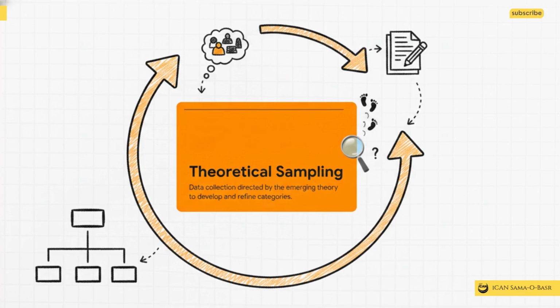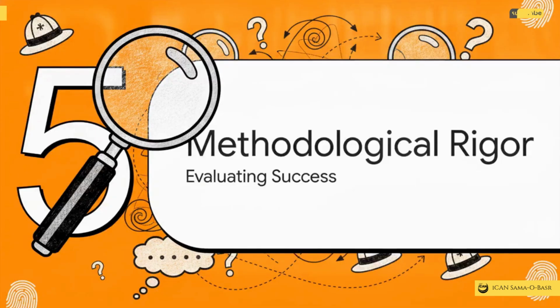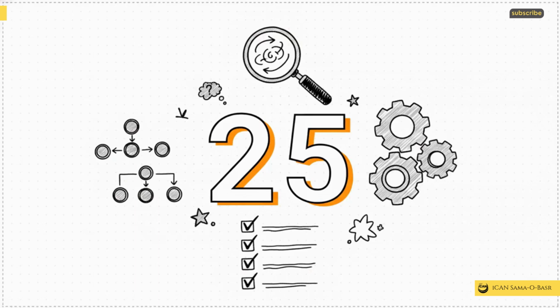How do we evaluate the success of this detective work? Let's wrap up with Section 5, ensuring methodological rigor. 25. I really want you to remember this number. 25 is the exact amount of specific criteria items we must check to ensure a classic grounded theory study is methodologically sound and actually ready to be trusted.